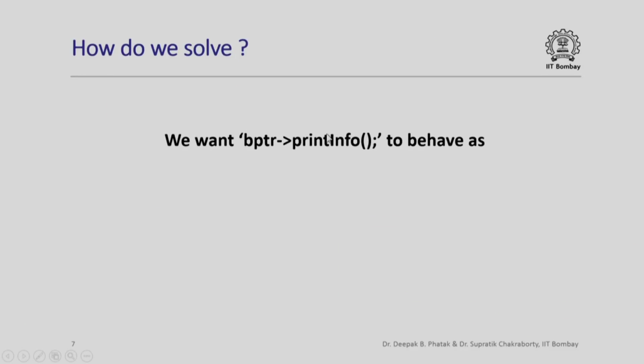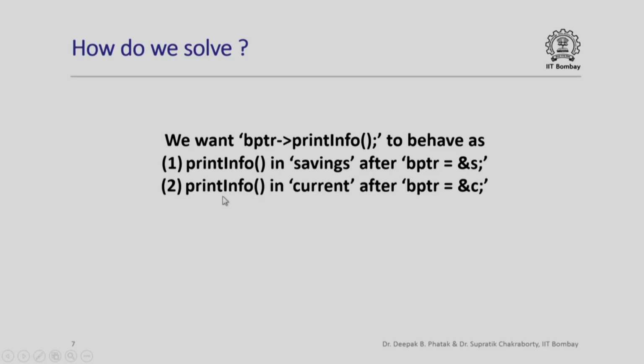Well, this is what we want. We want BPTR arrow printinfo to behave as printinfo in the savings class if this assignment was made, and we want it to behave as printinfo in the current class after this assignment is made. And as I said, if there is an if condition which is guarding whether this assignment is made or this assignment is made, a priori, just by looking at the program, we may not be able to determine whether BPTR will take on the address of S or BPTR will take on the address of C.